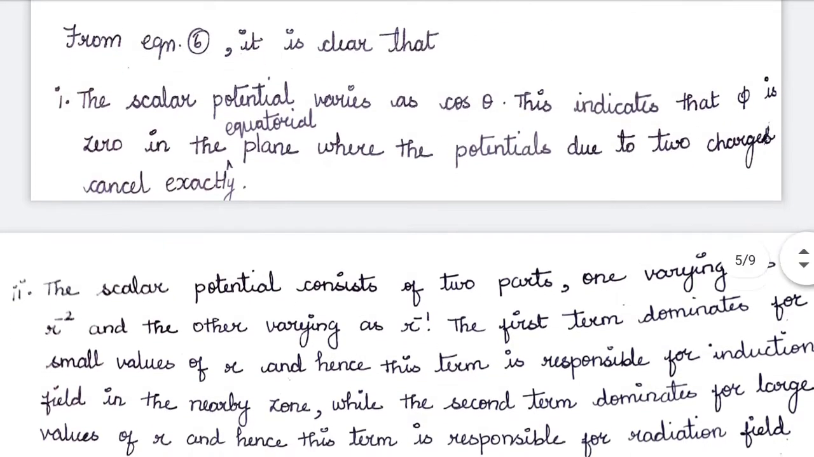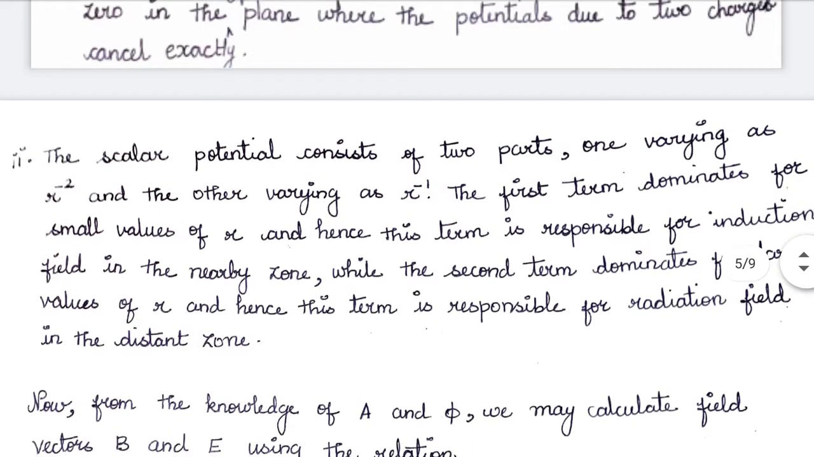And the scalar potential consists of two parts. One varies as 1 by r square and the other one as 1 by r.